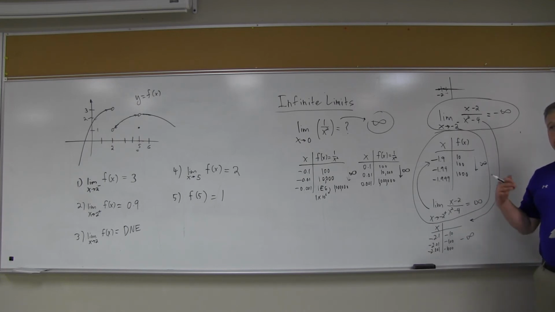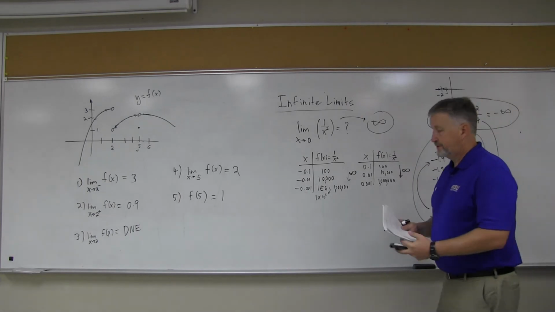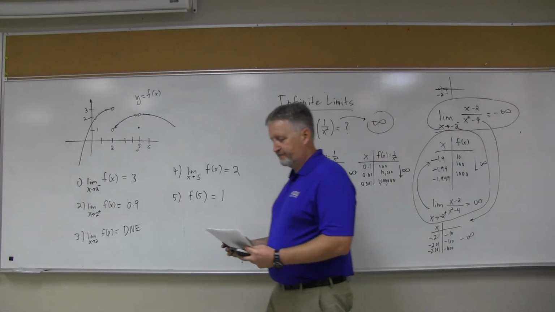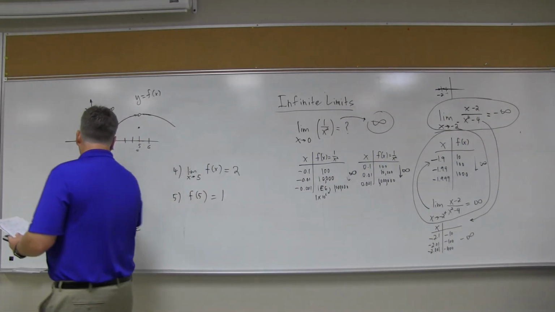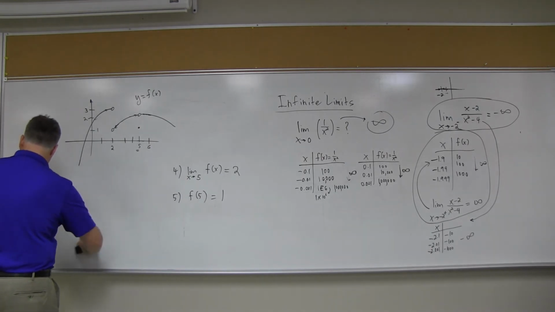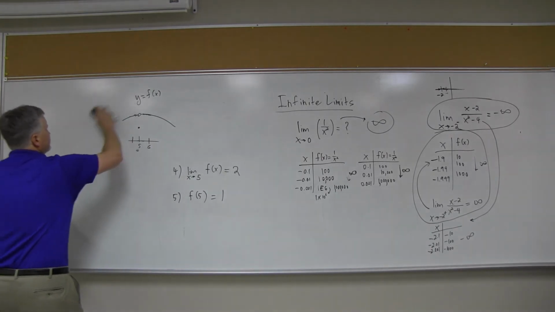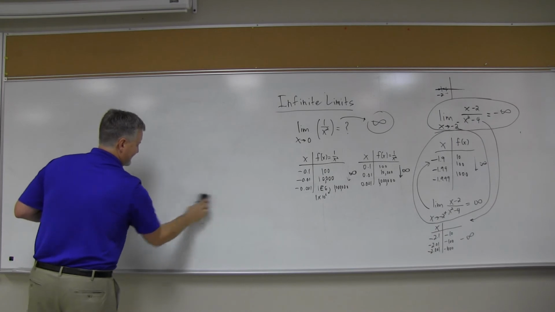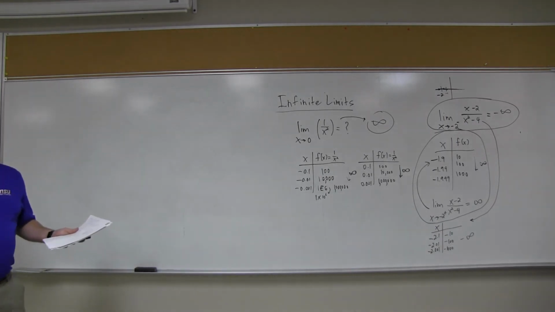Same idea. So in this case, we wouldn't have a limit as x approaches just -2 because one's infinity, one's negative. Now to finish off these infinite limits, a couple other things. Let me talk about this one real quick.